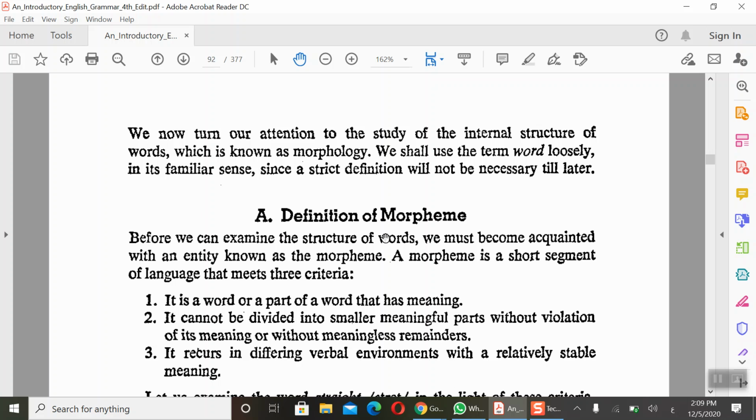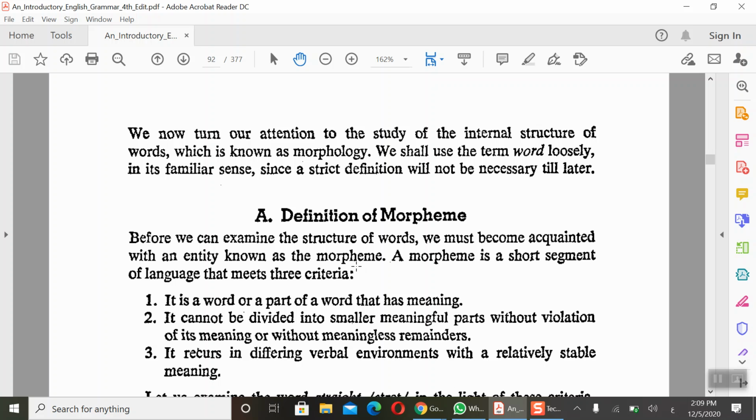Here we have the definition of morpheme. Morpheme is part of morphology, كأنما نقول وحدة قياس. In morphology, the morpheme is a unit. With it we can examine the structure of words. We must become acquainted with an entity known as the morpheme.